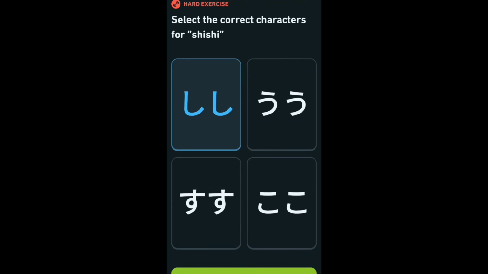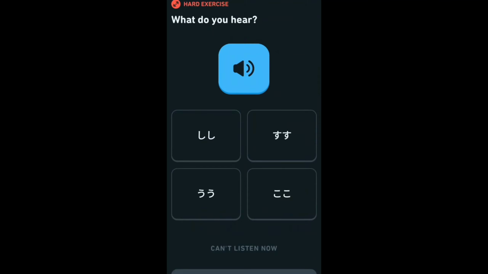What is shishi? Shishi. Trying to make it a bit harder for you guys. Shishi, the first one. Okay, what is shishi? So we know shishi. Let's top one.